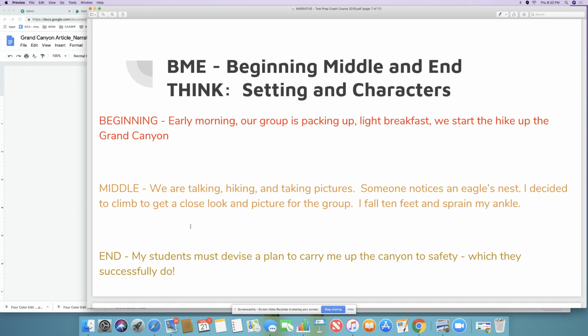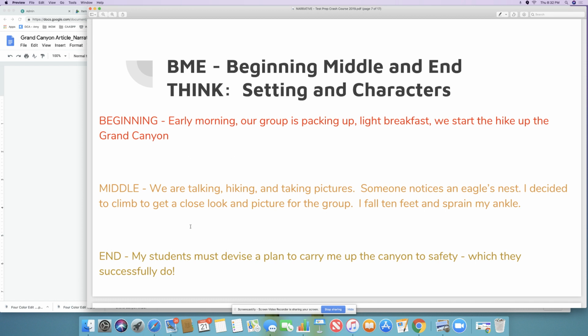Now, are those full sentences? Nope. This is just an outline form. But I'm just writing it with a few words to remind me of what I want to have happen in the start. Now, in the middle, there we are hiking, right? And we're going to be talking, hiking, taking pictures. Somebody in my group, I don't even know who yet, is going to notice that there's this eagle's nest. And I'm going to be like, oh, great idea. I'll go get a close picture. I don't want the kids to get hurt, so I'm going to go do it.